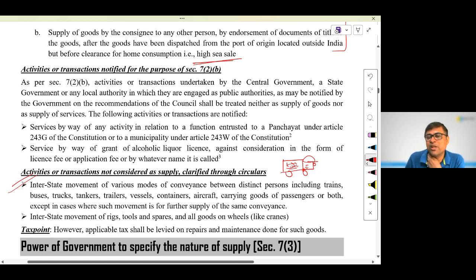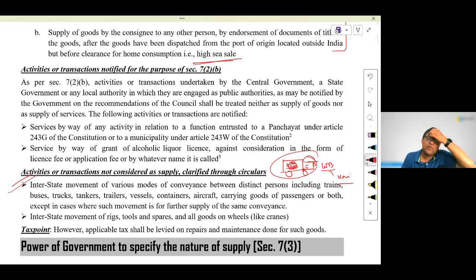This truck is moving from West Bengal to Karnataka. Ideally, these goods are moving from West Bengal to Karnataka. So can I say that along with these goods, my truck and my tools are also moving from Bengal to Karnataka? Ideally, the supply of these goods is treated as supply. But what about this truck? This truck is also moving from one state to another state. Ideally, it is also treated as supply.